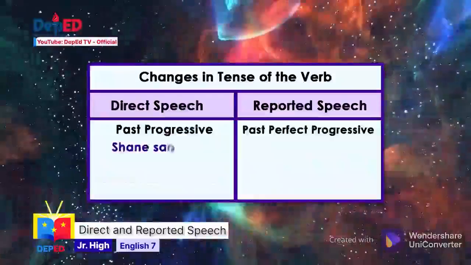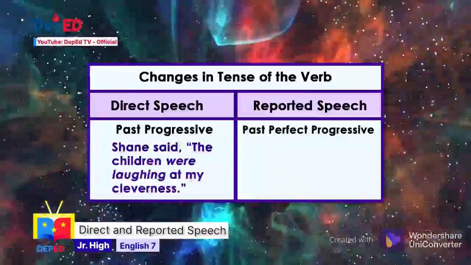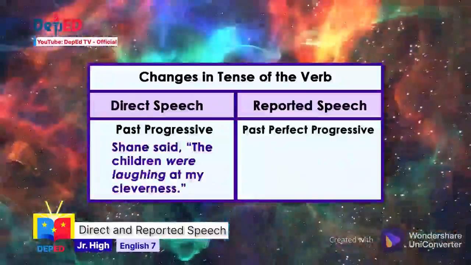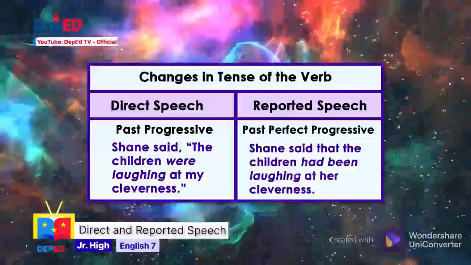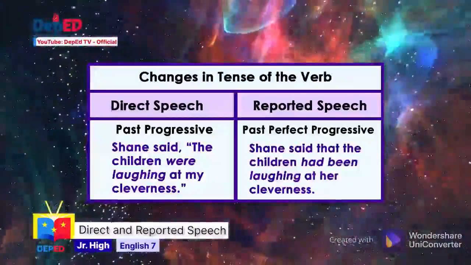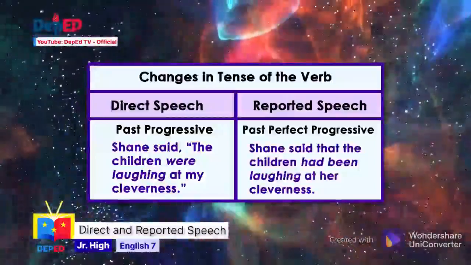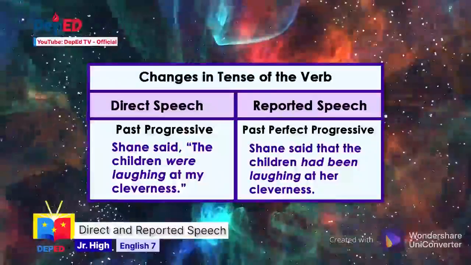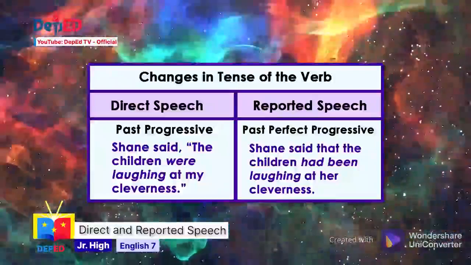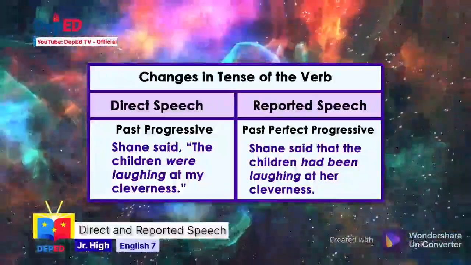Past progressive. Shane said the children were laughing at my cleverness. Past perfect progressive. Shane said that the children had been laughing at her cleverness. In direct speech, the verb were laughing is in its past progressive tense. In reported speech, the verb becomes had been laughing, which is in its past perfect progressive.